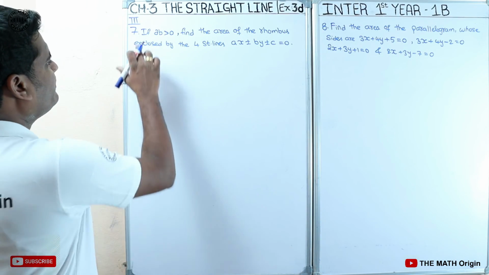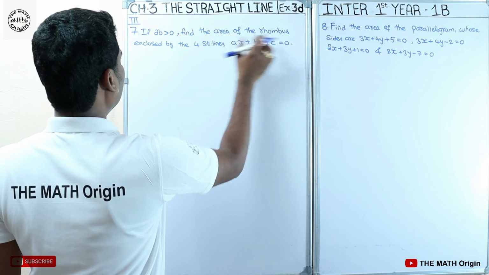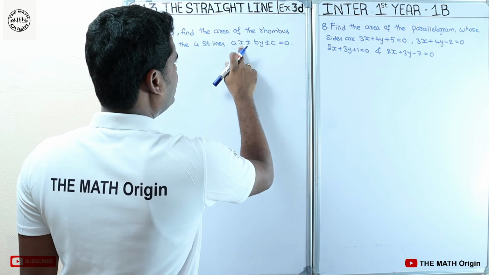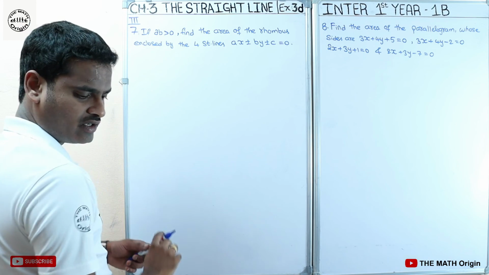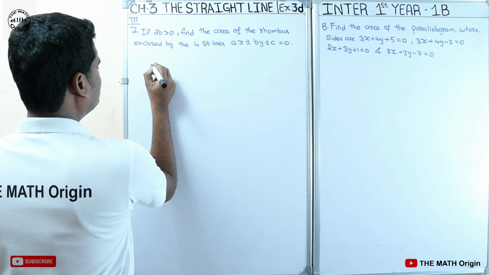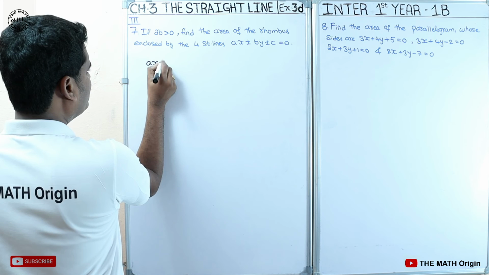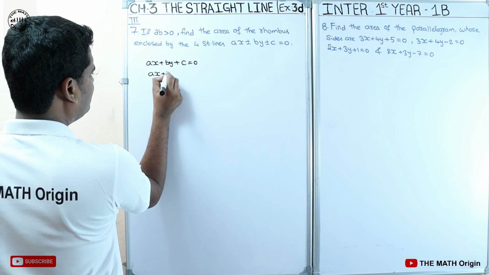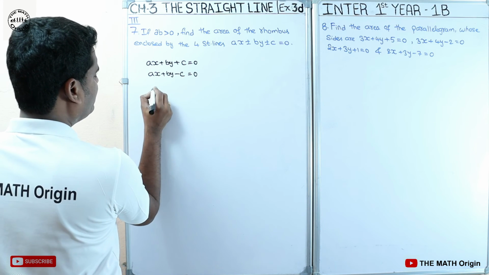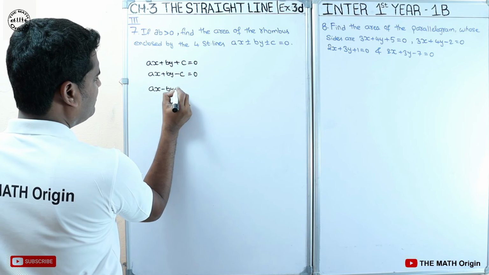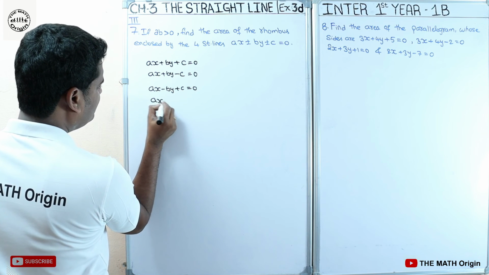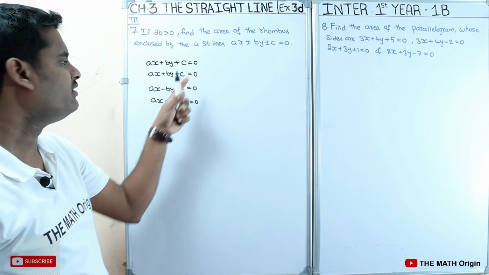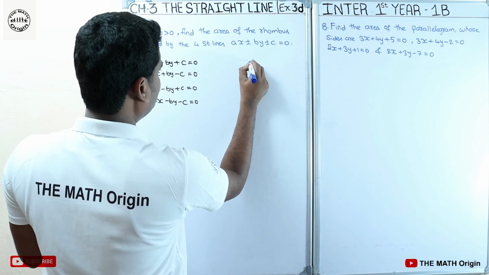Seventh question from the third section. If ab is greater than 0, find the area of the rhombus enclosed by the 4 straight lines ax plus or minus by plus or minus c equals 0. Okay, from this let's write down the equations. The first equation is ax plus by plus c equals 0, and the other equation is ax plus by minus c equals 0, and one more equation is ax minus by plus c equals 0, and ax minus by minus c equals 0. Okay, from this I have derived four lines.